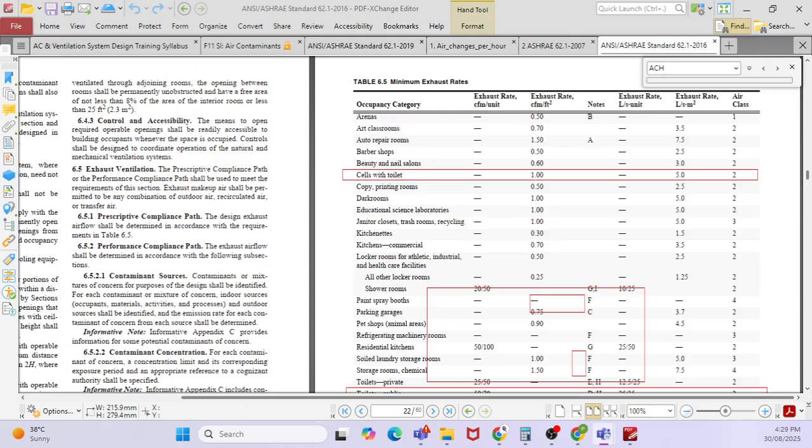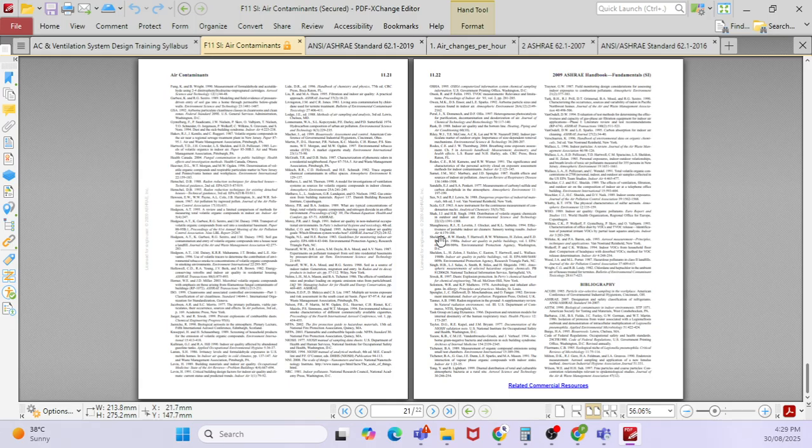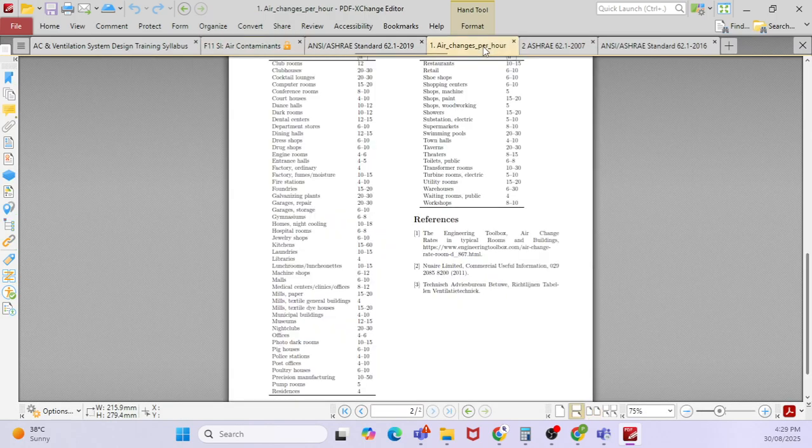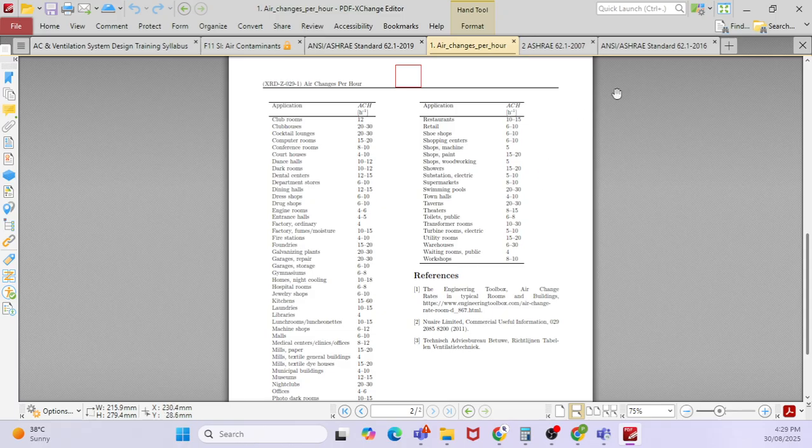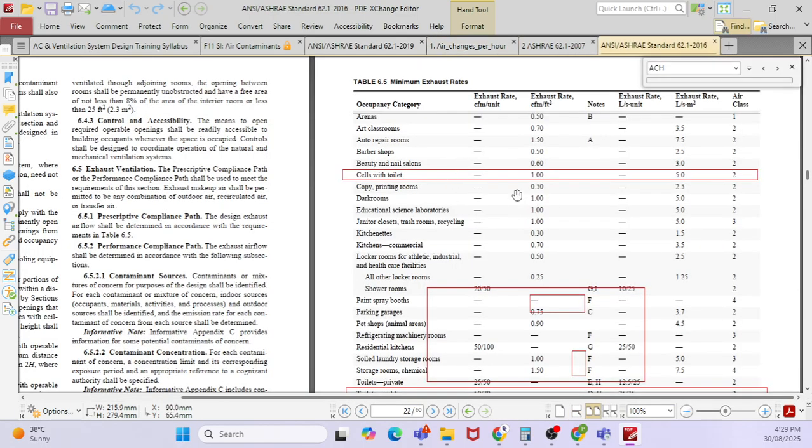Okay, now we have talked about air contaminations. There are different contaminations inside the space, and to replace the contamination, the air change per hour is required to maintain indoor air quality. If you go to ASHRAE 62.1, it also tells you how much fresh air you have to provide to each and every space.